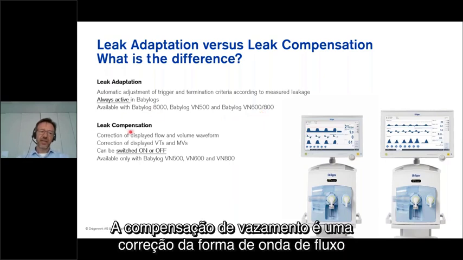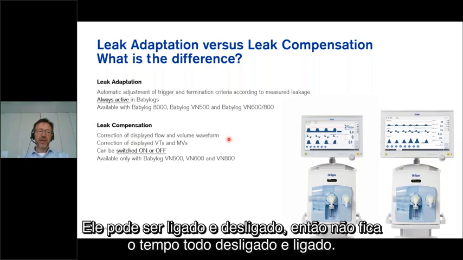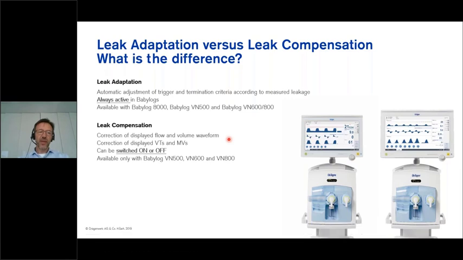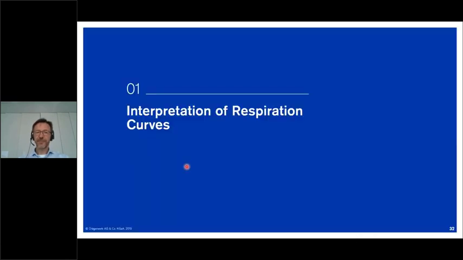The leak compensation is a correction of the displayed flow and volume waveform and the correction of displayed tidal volumes and minute volumes. It can be switched on and off, so it's not off all the time, or on all the time, and it's available only in the newer devices, Babylog VN 500, 600, and 800.